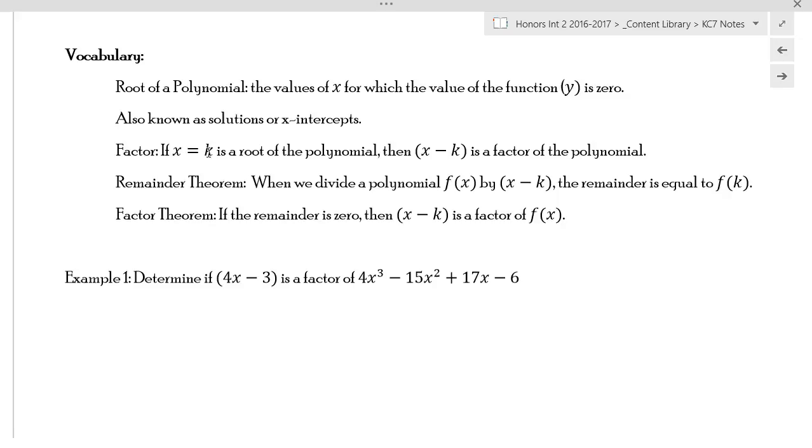And that makes sense because it's just like factors of numbers. When I think about what are the factors of 12, right, 4 is a factor of 12 because it divides evenly. I can do 12 divided by 4 is 3. There's no remainder. Same thing with polynomials. Okay? So if it is a factor, there's not going to be a remainder. So let's look at example 1.